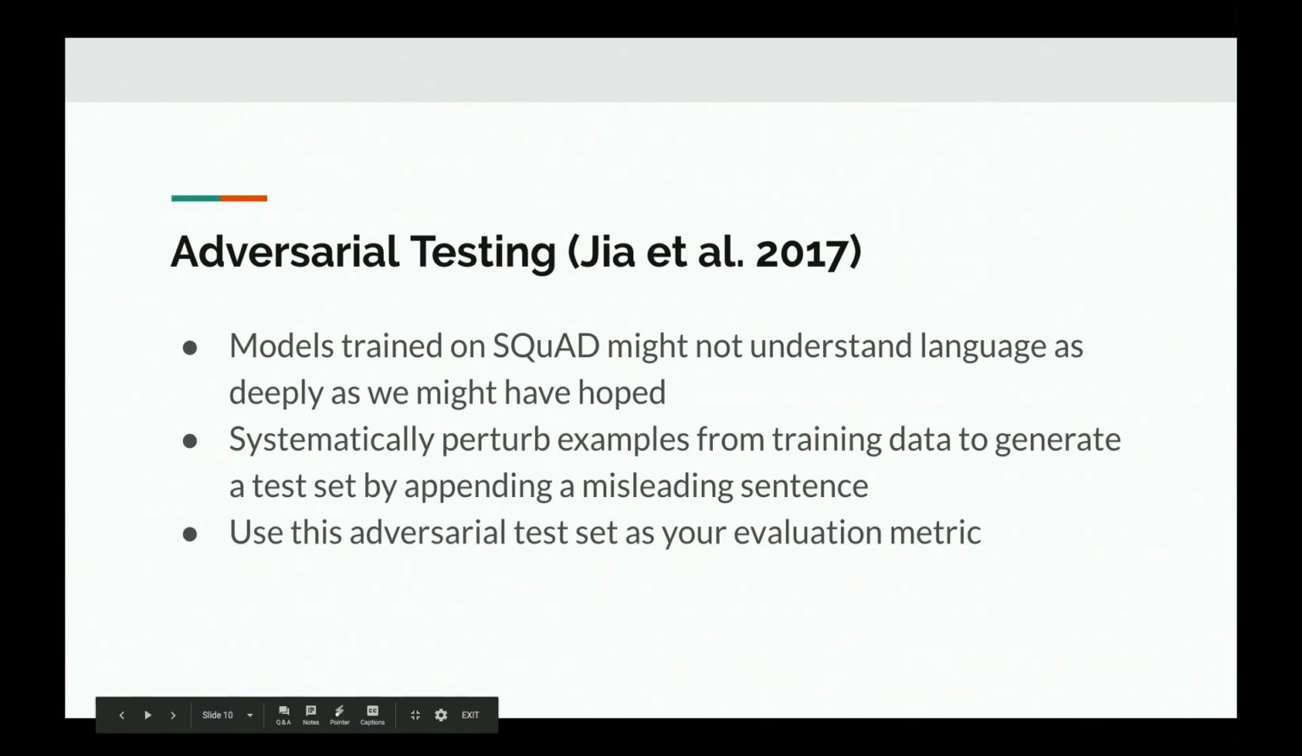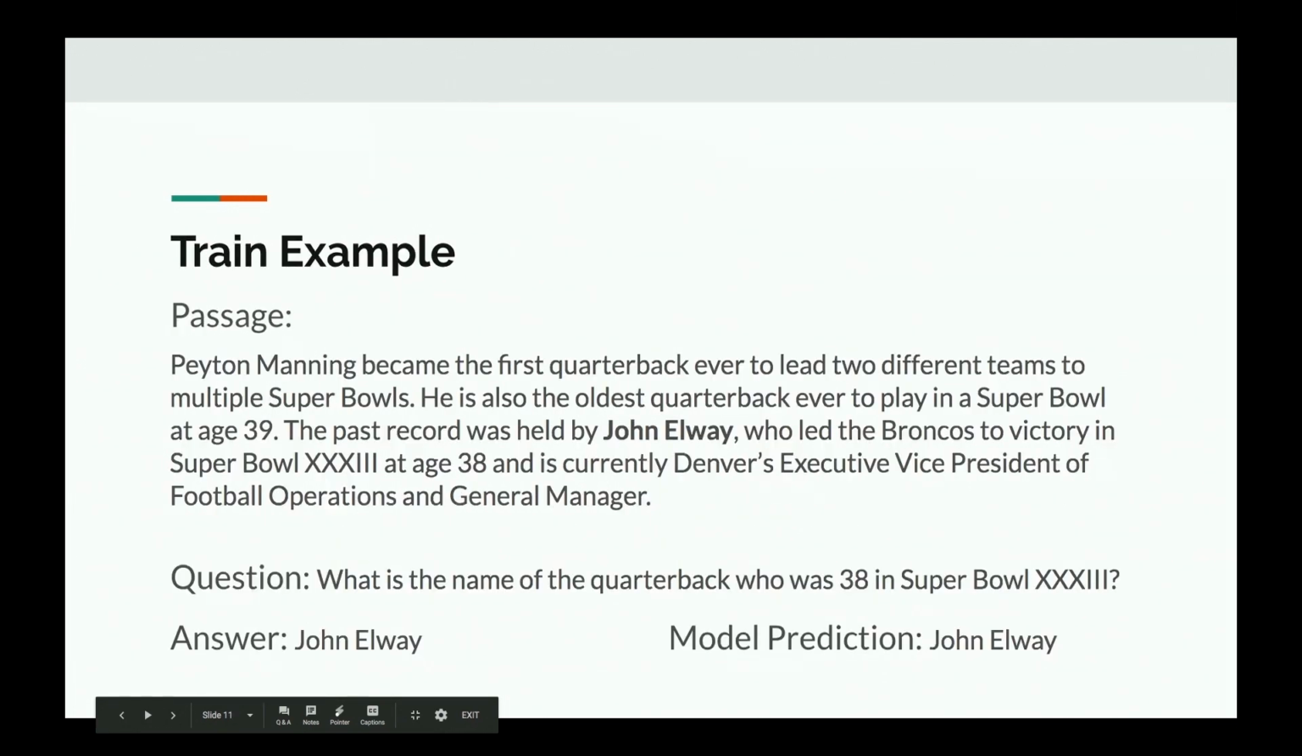So you might have a suspicion that these models don't understand language quite as deeply as you might hope they do. And Jia et al. actually devised an experiment to see whether this is the case. They take training examples from the SQuAD dataset, and they systematically perturb them to create a new adversarial test set that they then evaluate models on, using this as a new evaluation metric. So in our example before with the football, we have a model prediction of John Elway, which is the correct answer.